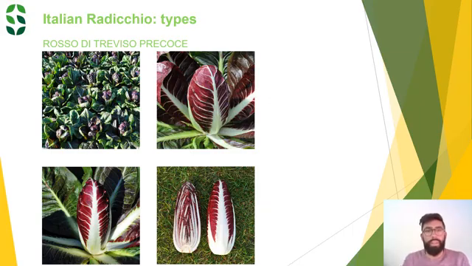Rosso di Treviso Precoce is another really important type. As I already said, we have both Precoce and Tardivo, so early and late varieties and cycles in this type, from 60-70 days from transplanting to 130 days.